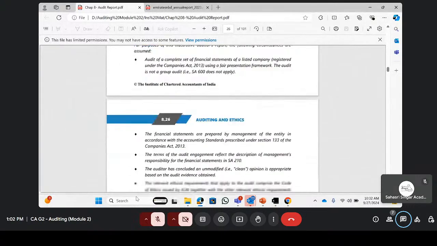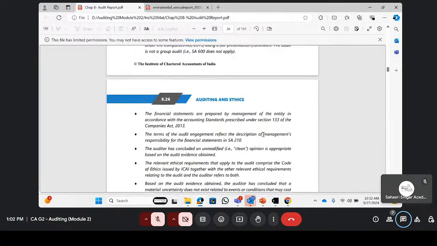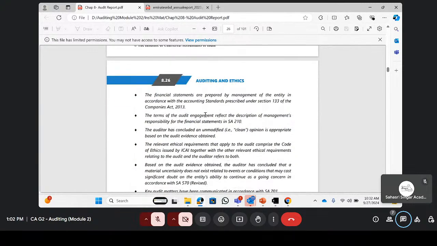So the next one is: financial statements are prepared by the management. Yes, we know that. In accordance with the accounting standard, obviously they have to prepare that. Under section 130 of the Companies Act, terms of audit engagement, as per SA 210, the engagement will take place. Auditor has concluded unmodified, which means a clean report. So here they have given this also. So now you have to prepare a clean audit report.